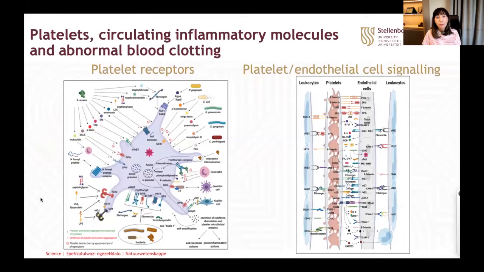I'm interested in platelet signaling and the role in abnormal clotting. Platelets in circulation play a critical role in healthy blood clotting. However, they can become overstimulated and can drive pathological blood clotting if there are inflammatory molecules in circulation. This can also happen in the presence of viral infections where platelets can act as important signaling entities.